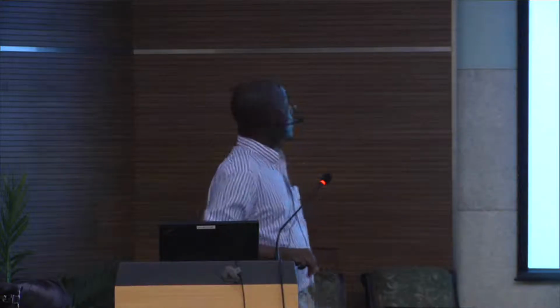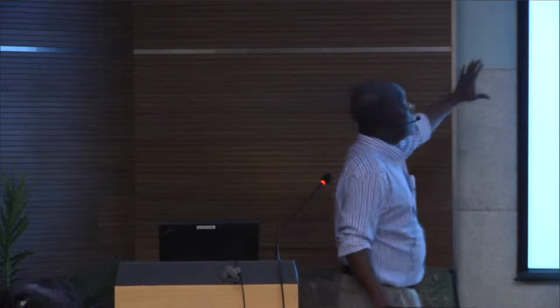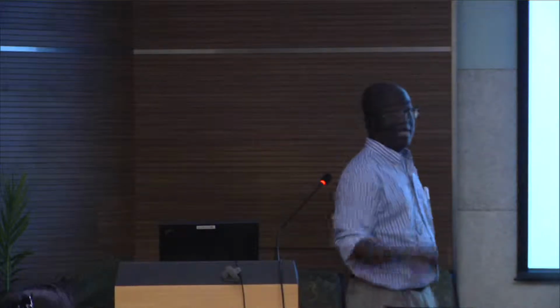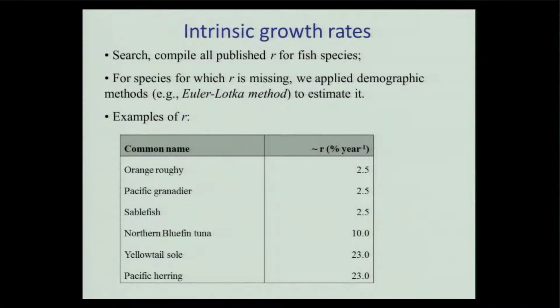So these are examples of discount rates for different countries. Oh, sorry, these are examples of intrinsic growth rate, either from the literature or calculated from Murdoch's equation. Orange roughy, roughly 2.5% increase a year. Pacific grenadier, right? So you have species that are low and some that are very high. Yellowtail sole. This is all from the literature. I didn't make this up. Okay, I don't make everything up. That is just examples for you to see.